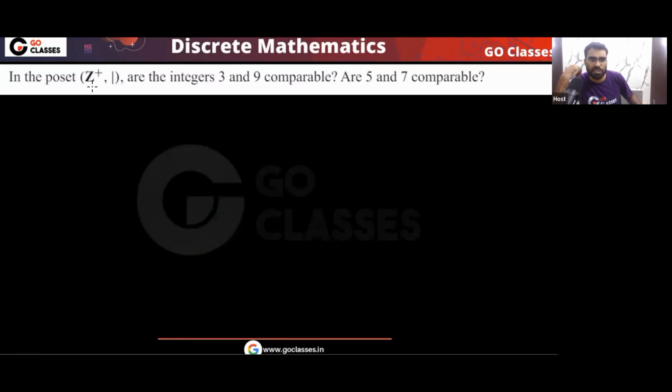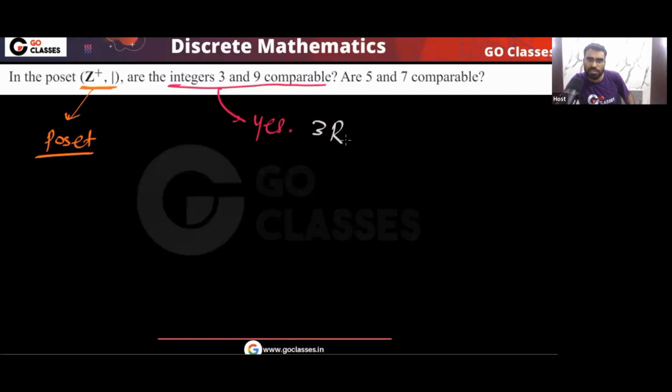You tell me about this structure: Z plus, divides. We already know this is a POSET. We have already seen this set of positive integers with the divides relation. Now you tell me, are 3 and 9 comparable in this POSET? The answer is yes. Why? Because you can see 3 is related to 9.